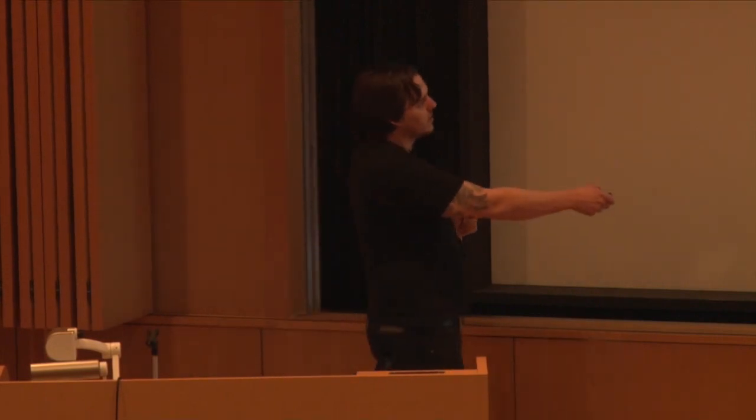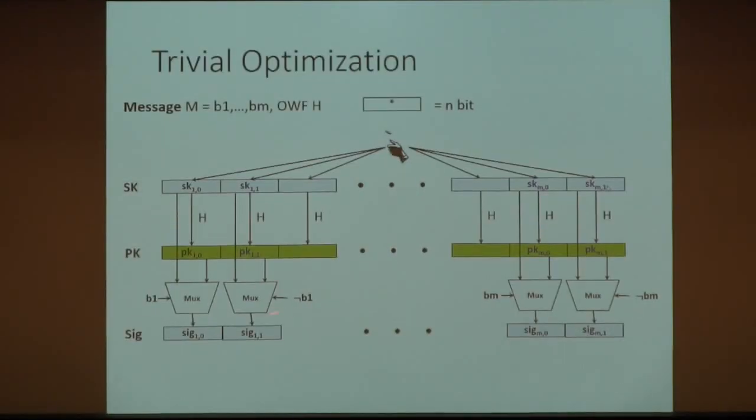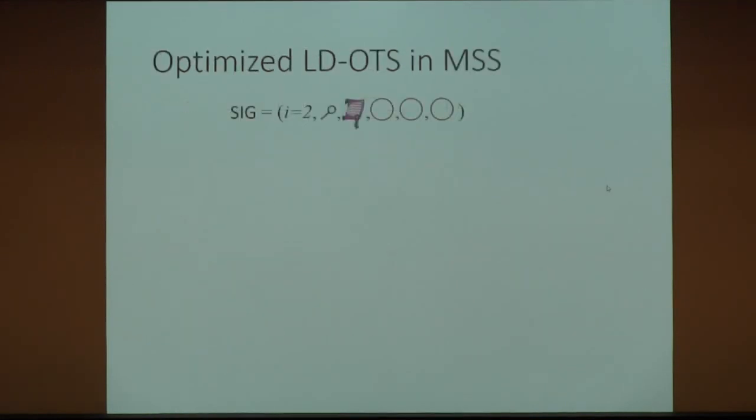The signature consists of the secret key element if the ith bit is 1, and the ith public key element if the ith bit is 0. So this is actually just a reordering of the previous one. Just the pairs where I input the negated bit are all shifted to the back, and all the pairs where I input the bit straight are in the beginning.